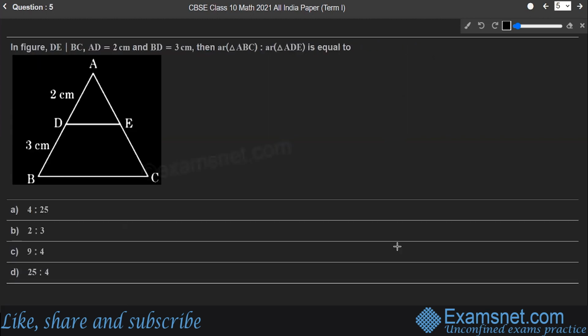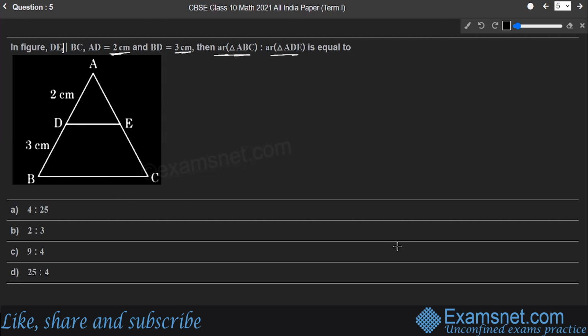Now the next question. In the figure, DE is parallel to BC, AD is equal to 2 centimeter, BD is given, then area of triangle ABC is to area of triangle ADE. That's what we have to calculate. Area of triangle ABC to area of triangle ADE.